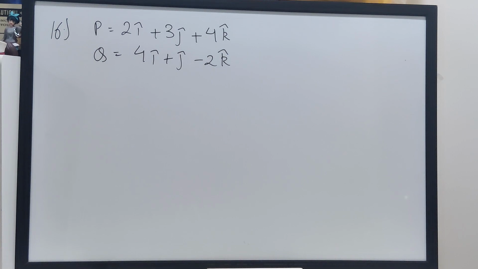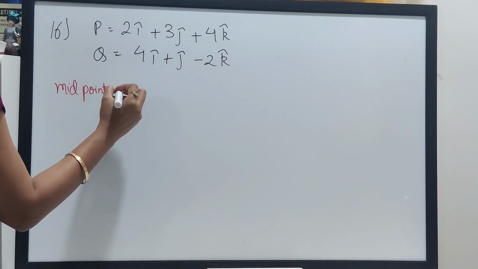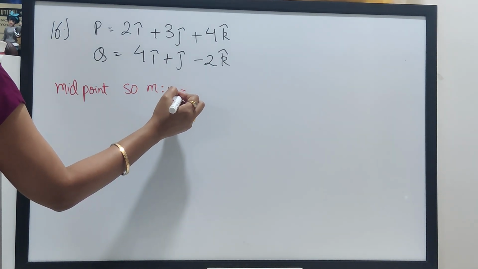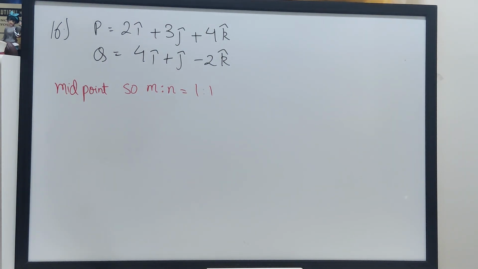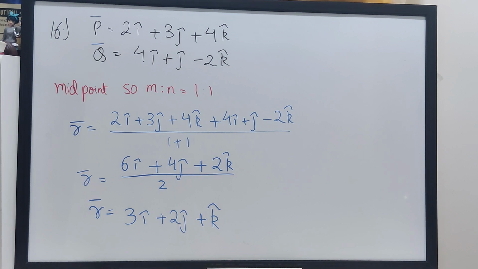Next question, you are given P and Q and the vector OR divides the line in the ratio 1:1. Why? Because this is the midpoint. So calculate R and you will have 3 i cap plus 2 j cap plus k cap.